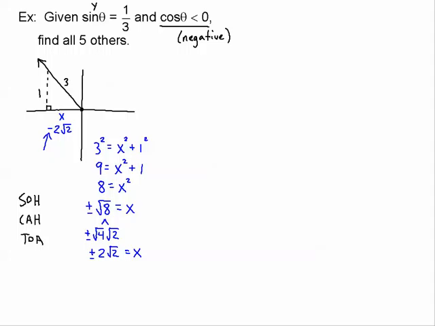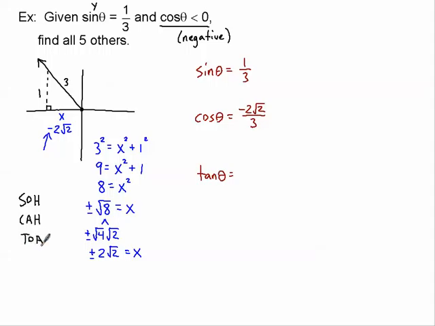Okay, so we are looking for all 6 of the trig ratios. Well, 5 other ones. We already know that the sine is 1/3. We're looking for cosine, and we're looking for tangent. Let's just do these 3, the main 3. Cosine, we're going back to CAH. Now that we have a complete picture, of course. Cosine is adjacent over hypotenuse. Adjacent is this negative 2 square root of 2 divided by the hypotenuse, which is 3. Okay, that looks good.